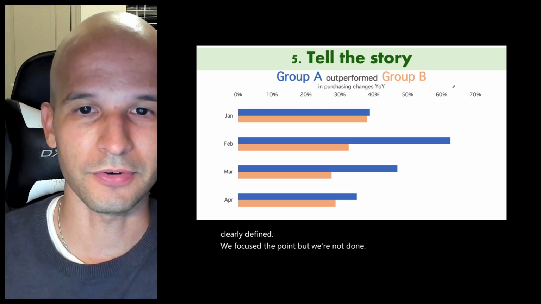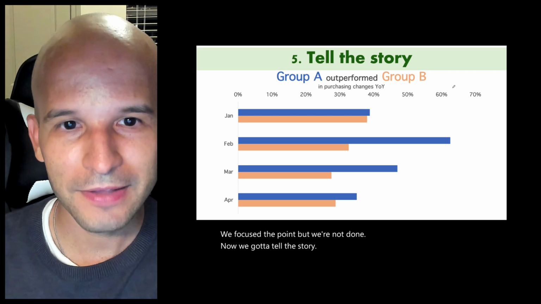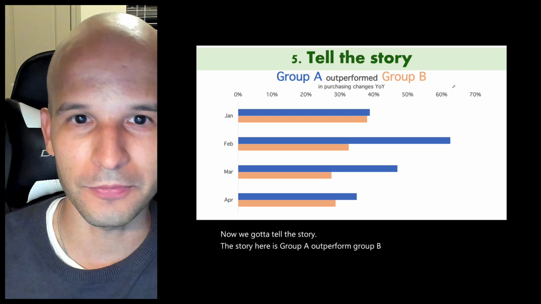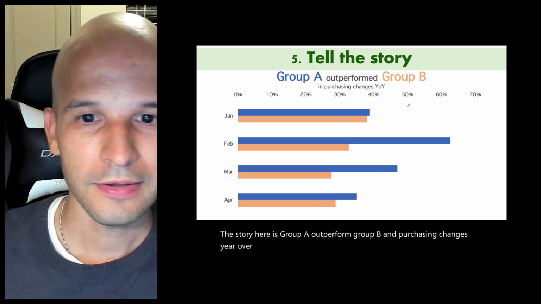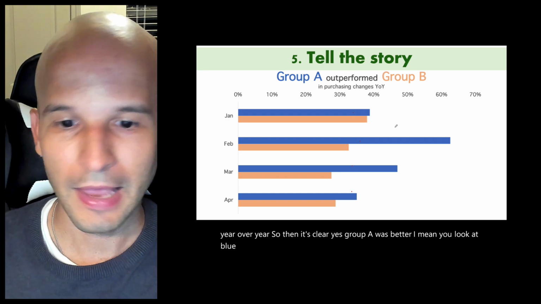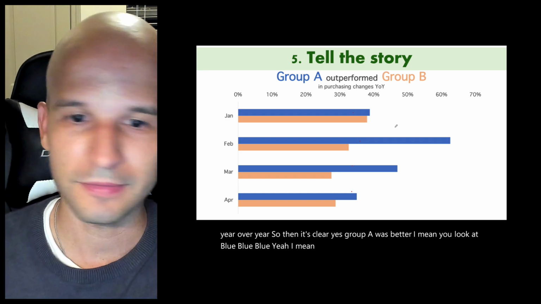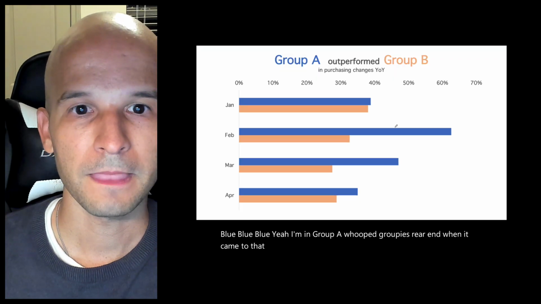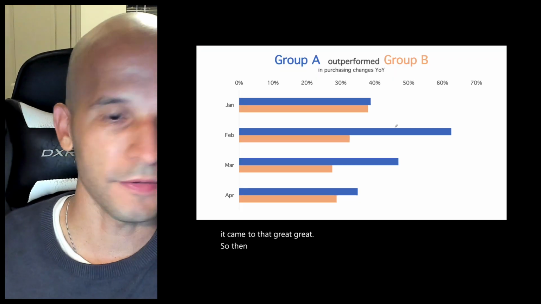Now we got to tell the story. The story here is Group A outperformed Group B in purchasing changes year over year. So then it's clear, yes, Group A was better. I mean, you look at blue, blue, blue. Yeah, Group A whooped Group B's rear end when it came to that. Great, great. So then in the final form, this is how it could look.